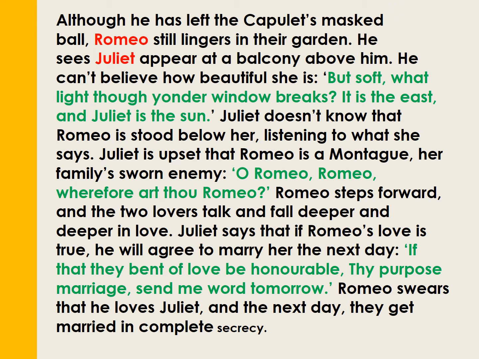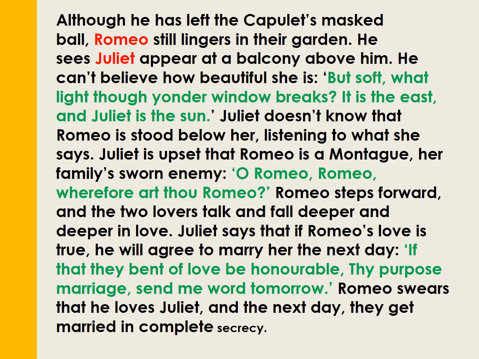Juliet doesn't know that Romeo is stood below her, listening to what she says. Juliet is upset that Romeo is a Montague, her family's sworn enemy. And she says, "Oh, Romeo, Romeo, wherefore art thou, Romeo?" She's not actually asking where he is, by the way. She's actually saying, why are you Romeo? Why do you have to be Romeo? What for? Why are you Romeo?